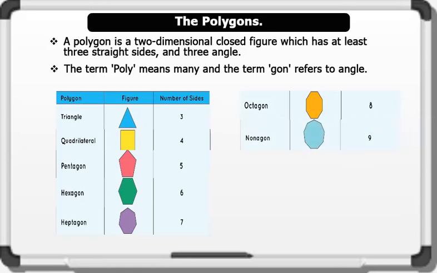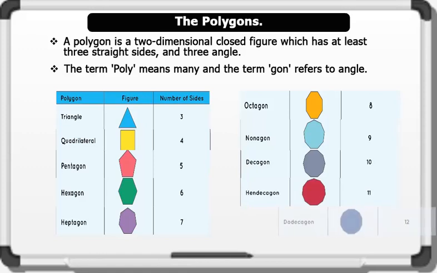7. The nonagon, and it has 9 sides. 8. The decagon, and it has 10 sides. 9. The hendecagon, and it has 11 sides. And 10. The dodecagon, and it has 12 sides. That's brilliant.